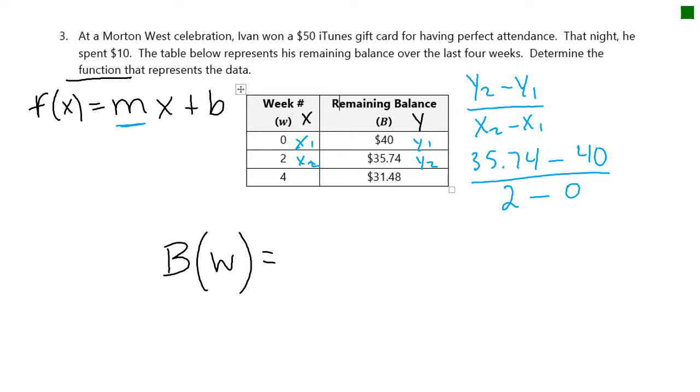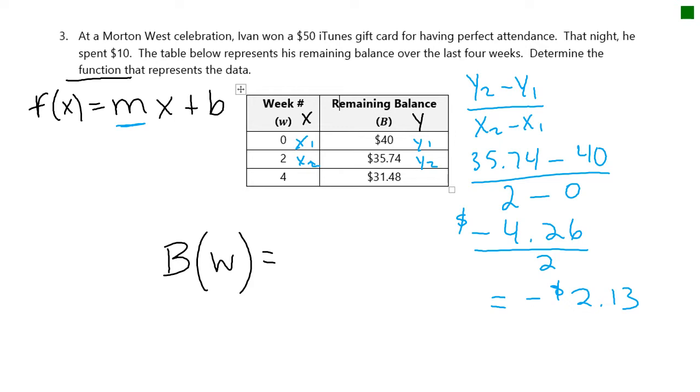35.74 minus 40 gives me negative 4.26. And we're talking about money, so don't forget your symbol. Then 2 minus 0 gives me 2. Okay, so at the end, negative $4.26 divided by 2 gives me negative $2.13. Okay, what does the slope mean again? It's the rate of change. The change, the pattern, how much is it changing by? Well, if he started with $40, he is losing $2.13 every week.